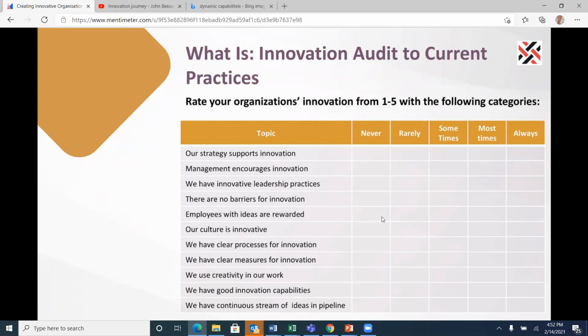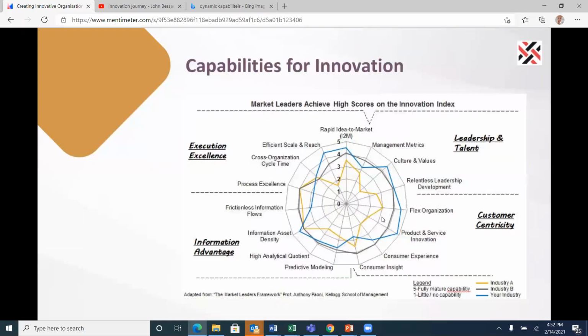But what comes out of this type of innovation audit is this kind of spider diagram. So you can ask your questions in different categories. Like in this innovation audit reporting, we have selected 4 areas that are important for this organization in order to be innovative. So they have to have the leadership and talent. And then they ask a couple of questions related to this, related to management metrics, culture values, relentless leadership. We talk about customer centricity, how flexible the organization is. Are we good at product or service innovation or consumer experience? Are we collecting the consumer insights? So these are important for this company. Being customer-centered, having the right leadership and talent.